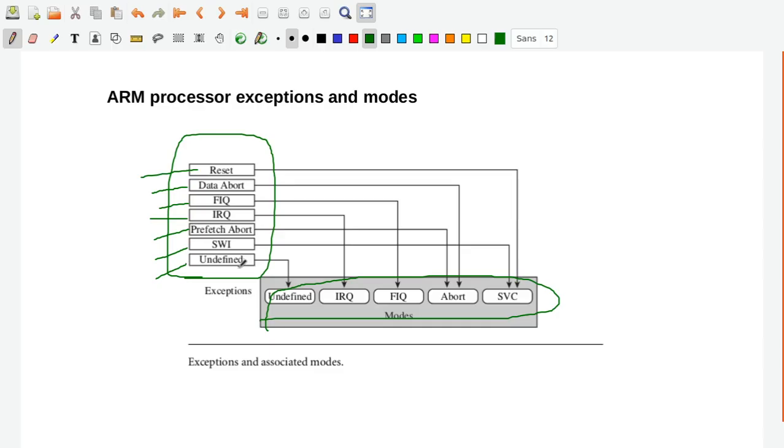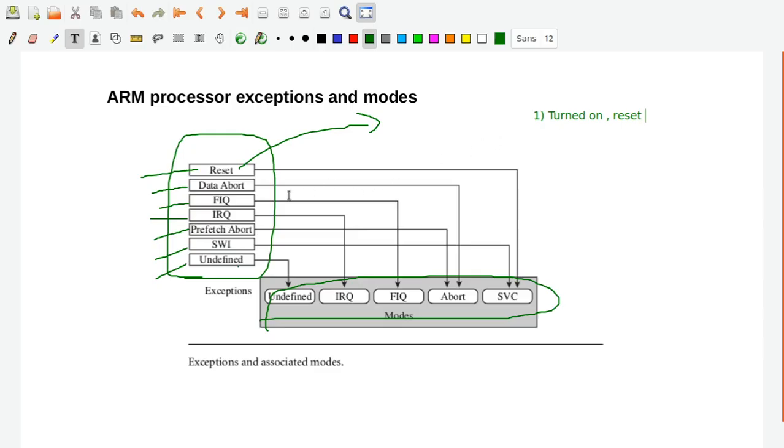Whenever some undefined exception happens, what are the different types of exceptions? It is listed here. So what is this reset exception? Let me write it here. First one, reset exception. Reset exception means the power is turned on. Whenever the system is turned on, or you press the reset button, at that time the reset exception occurs.